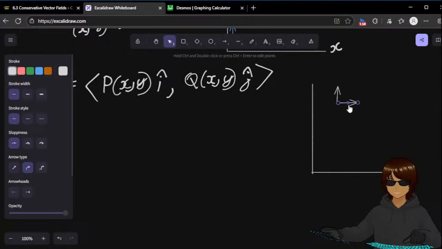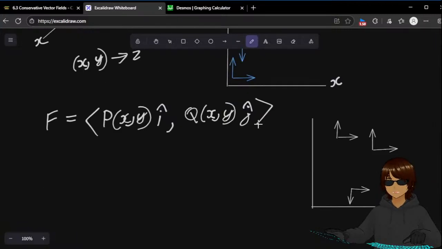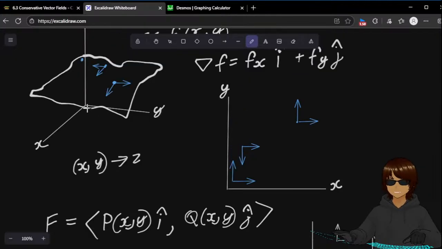Actually, it's the sum of these. So it's one vector, but I'm representing it as two. Maybe it would be negative over here, maybe components would be large over here, and so on. So a vector field, so the gradient of a function is also a vector field.